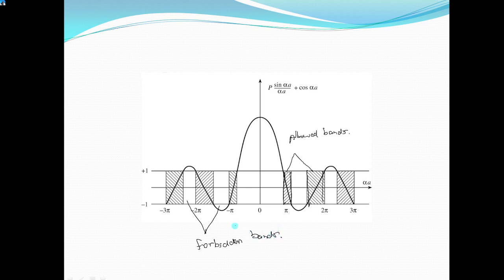So this is the graph we got from the Kronig Penney model. From this Kronig Penney equation we got the graph. From the graph, this is the energy spectrum. From this energy spectrum we can say that it consists of both allowed bands and forbidden bands. Allowed bands are separated by forbidden bands.